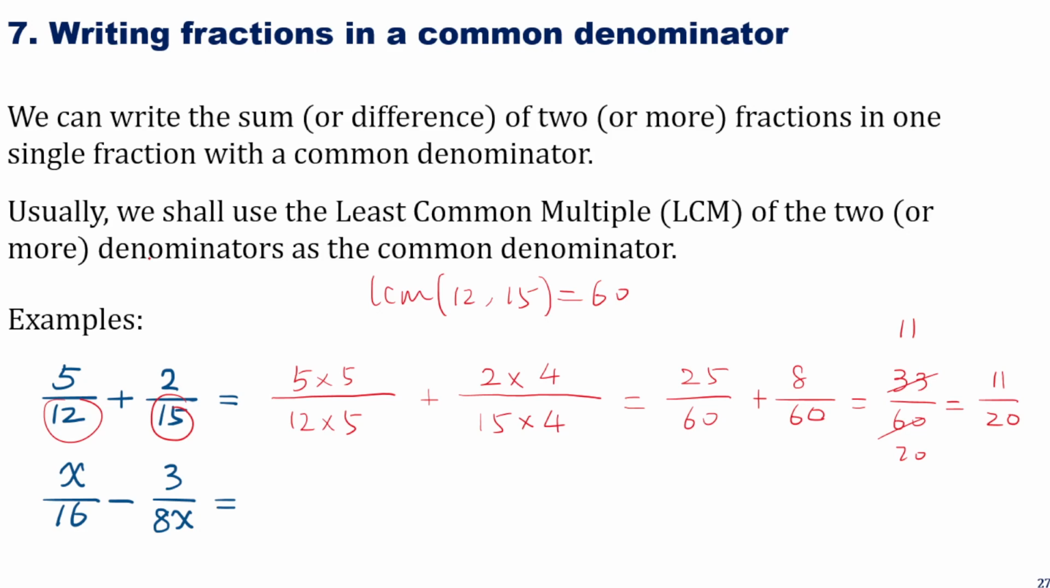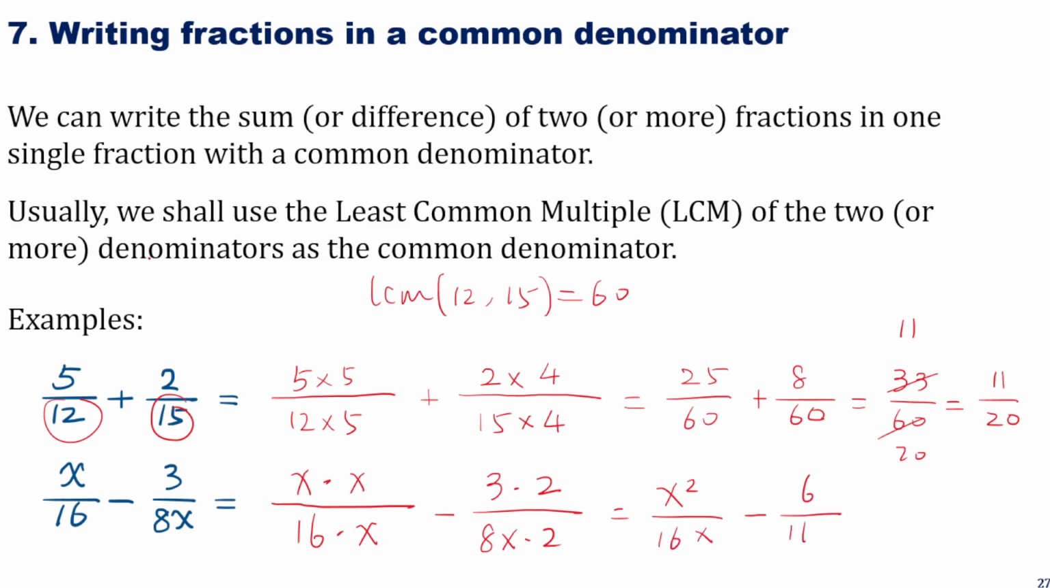Okay, next, how do we write the second one in a common denominator? Note that the least common multiple of 16 and 8x is 16x, right? So 16 times x, x times x, minus 3 times 2, and 8x times 2. This gives us x squared over 16x minus 6 over 16x, which gives us x squared minus 6 over 16x, right? You follow me?